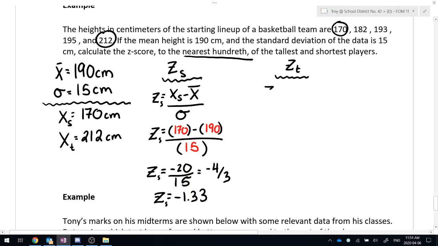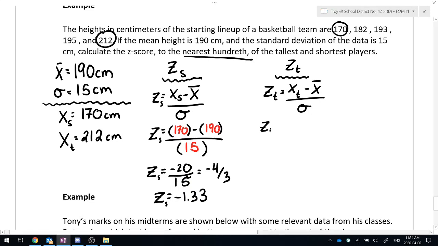And again, of course, we're going to be using the same formula here, but instead of using XS for the smallest, or for the shortest, we're going to use XT for the tallest. And of course, the average and the standard deviation stay the same. So in this example, 212 is the height of the tallest player, and the average is 190. So because his height is larger than the average, we would expect a positive Z score. So let's see if that works out to be the case.